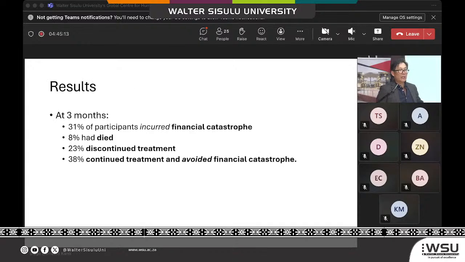I won't go into too much in the methods, I'll just give you the results. 31% of participants incurred financial catastrophe, so a third of patients experienced costs that exceeded 30% of their income. 8% had died, 23% discontinued treatment, and 38% continued treatment and avoided financial catastrophe. So only 38% achieved what we would consider a good outcome.